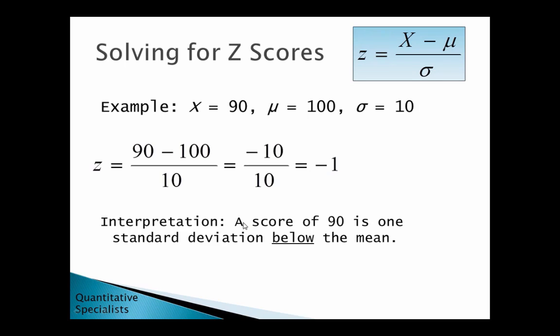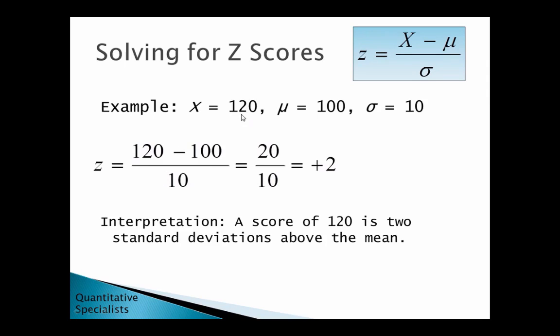And this would be interpreted as follows. A score of 90 is one standard deviation below the mean. And once again, it's below the mean because it's negative. Here we have an example of x is 120, mu is 100, and standard deviation is 10. 120 minus 100 over 10 is 20 over 10, or a z of positive 2. So that means that the score of 120 is two standard deviations above the mean.